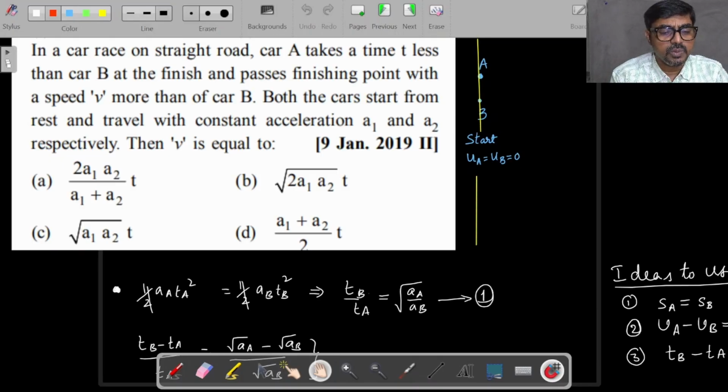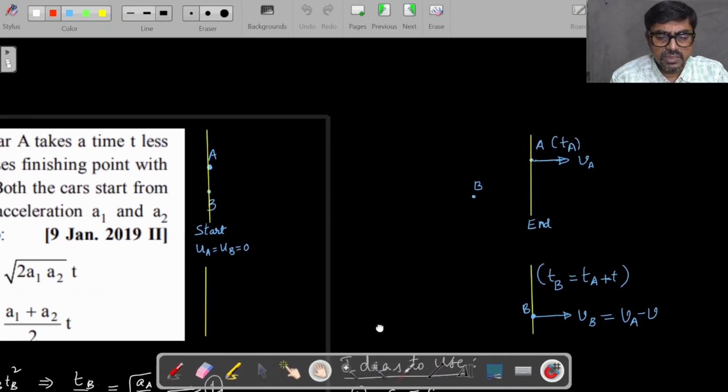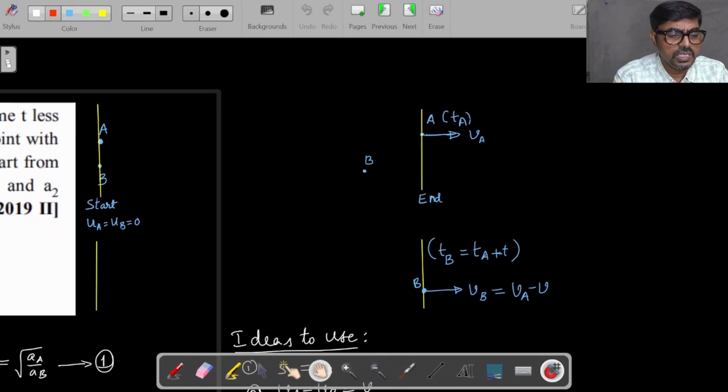Both the cars start from rest and travel with constant accelerations A1 and A2 respectively. Throughout the motion we are assuming that they are going to go with constant acceleration. So V is the excess speed, we need to calculate there. So let me draw the diagram here. This is going to be the diagram. Let's assume this is the initial point, the starting point, this is the ending point.